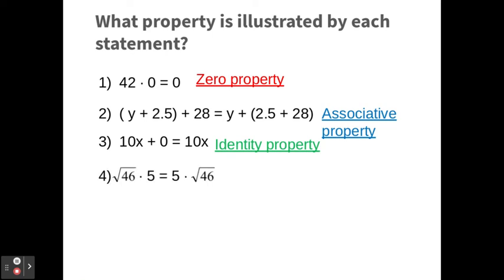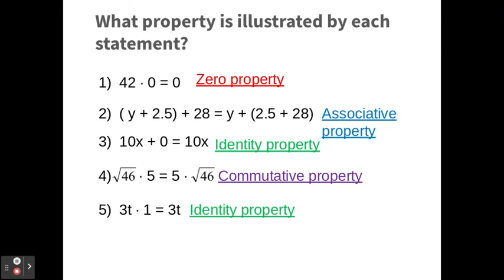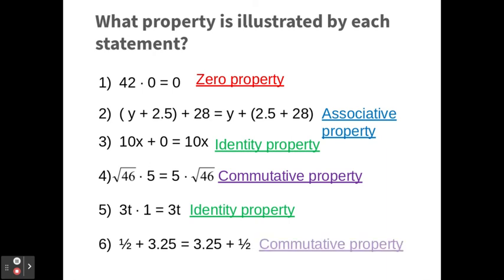Number 4, a square root of 46 times 5 is the same as 5 times the square root of 46. Notice the numbers just switched back and forth. I turned them back and forth. That's commute. Right? You can commute the numbers back and forth, and the answer remains the same. On number 5, 3t times 1 is equal to 3t. Well, do you notice that the number's identity is the same when you multiply by 1? And that is identity property. On number 6, notice the numbers were just reversed. And you can do this because of the commutative property. That's commutative property of addition.